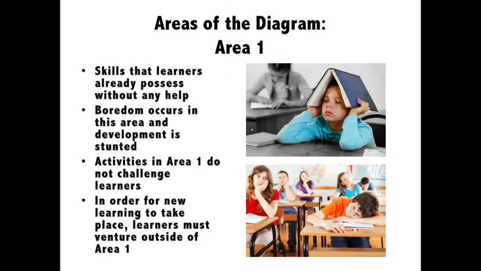A good example of learning that might take place in Area 1 would be teaching students to tie their shoes in second grade. In the state of Illinois, students were required to know how to tie their shoes to enter kindergarten. For that reason, no second grade teacher would spend class time teaching students how to tie their shoes, because no new learning would be taking place.